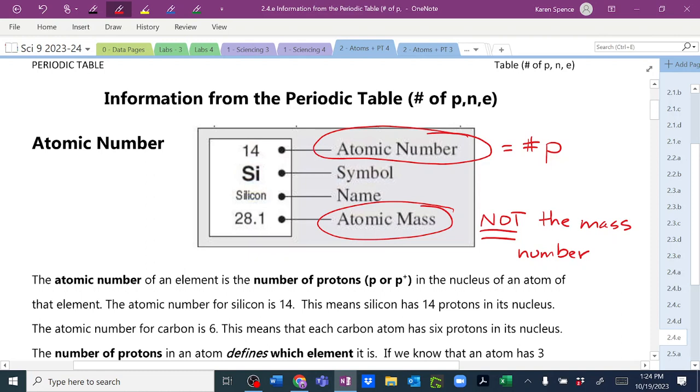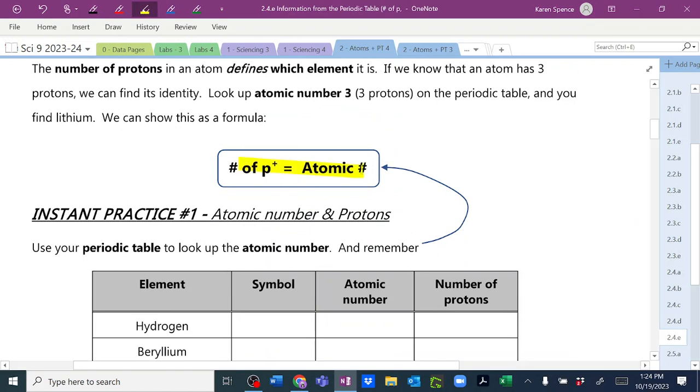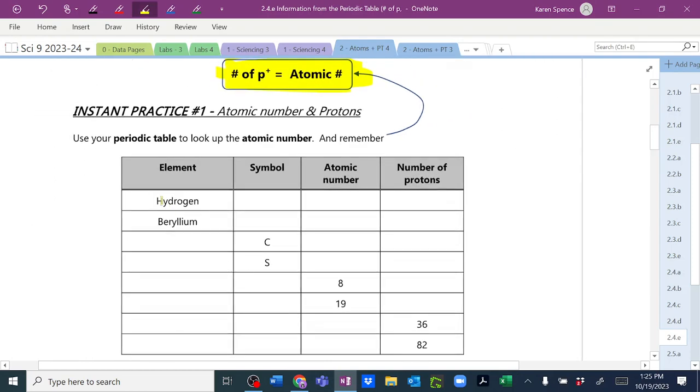Okay? So those are two things you should know, what you can get from the periodic table. So on this page, you just need to know that the number of protons is equal to the atomic number. And so you'll be asked, based on either the name or the symbol or the atomic number or the number of protons, to fill in all the other boxes.